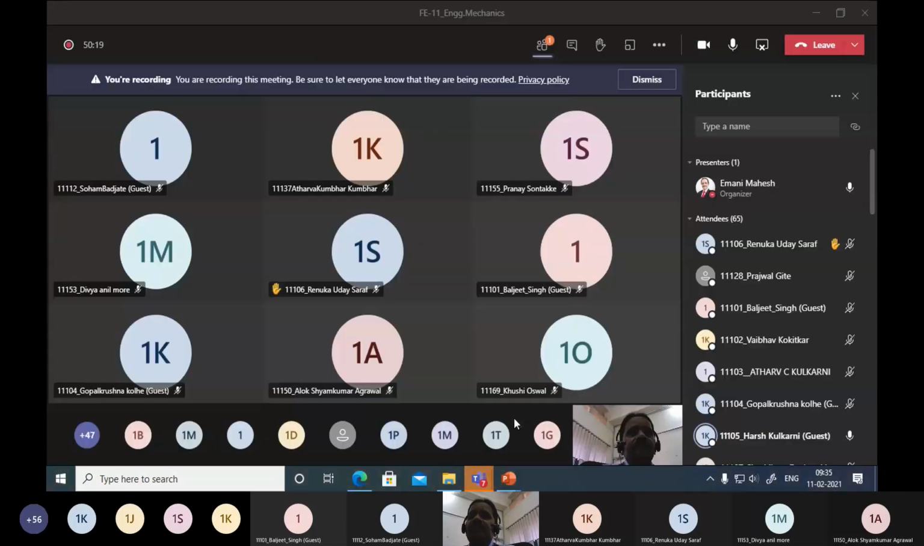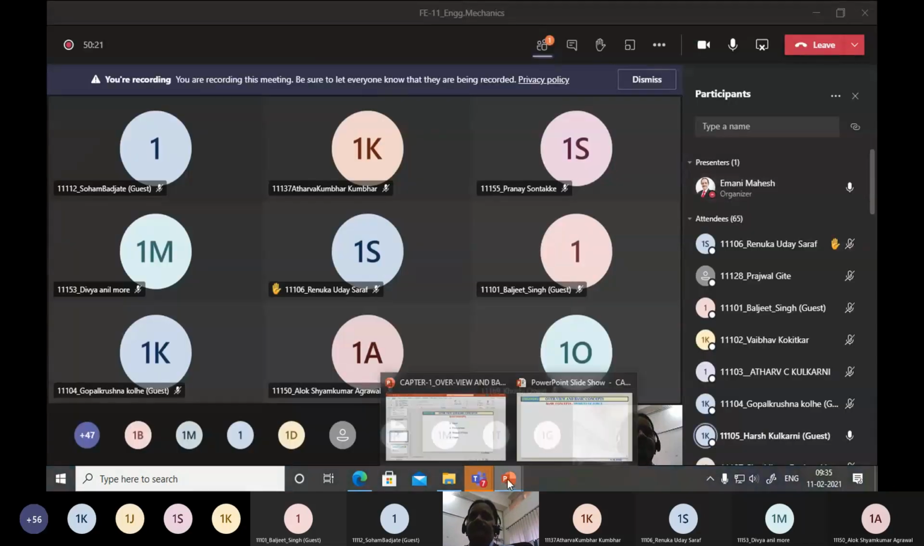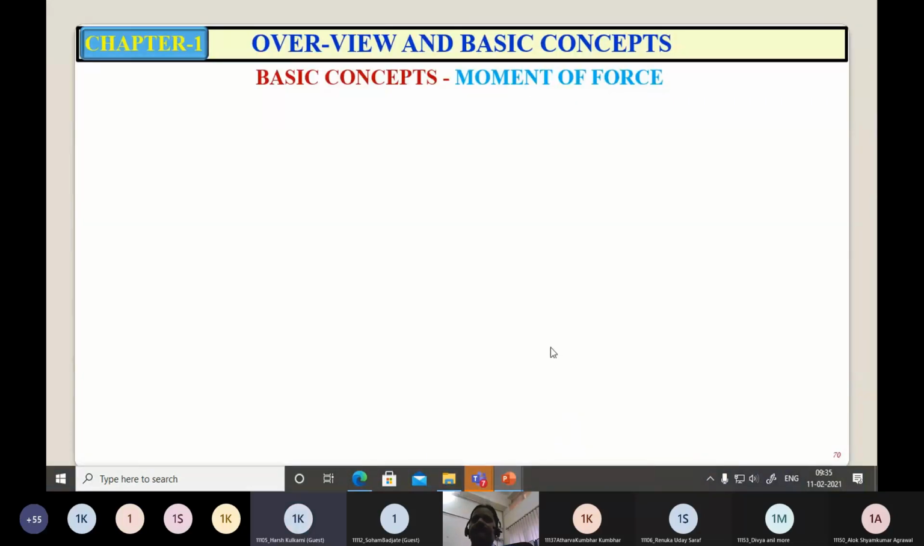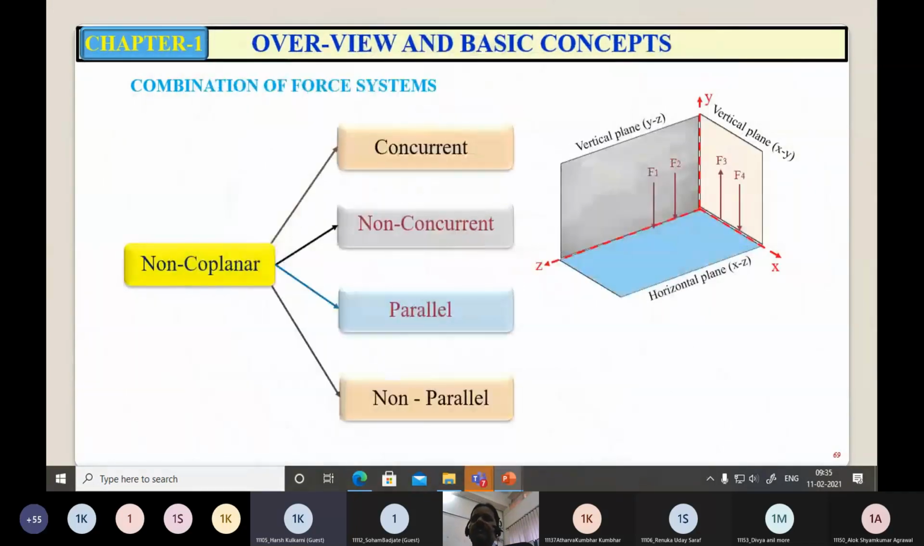Excuse me, sir. Yes. Sir, how can non-coplanar forces be parallel to each other? They should lie in the same plane, then we can say they are parallel. Not necessarily. Suppose you consider a table. The table has four legs. So the weight of the table is transferred to the ground through four legs, right? If you consider the forces in the four legs as a system of forces, all four legs are not in the same plane. So these are skew forces.